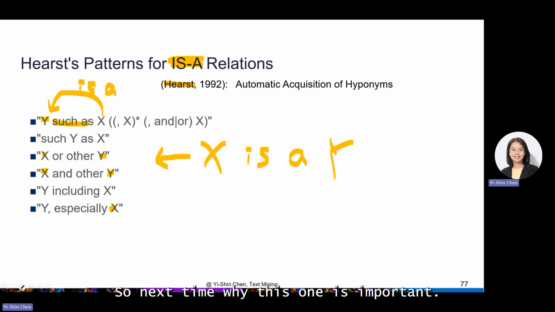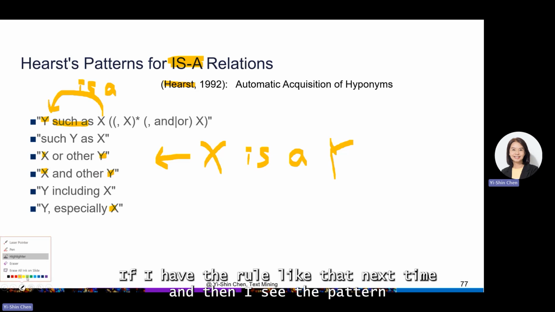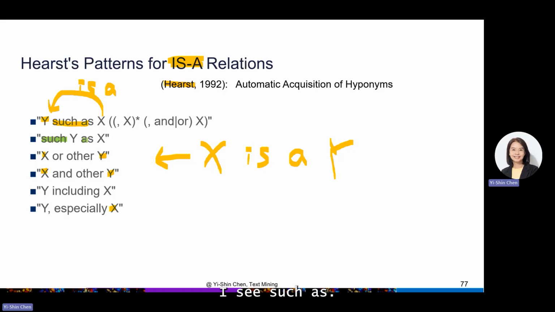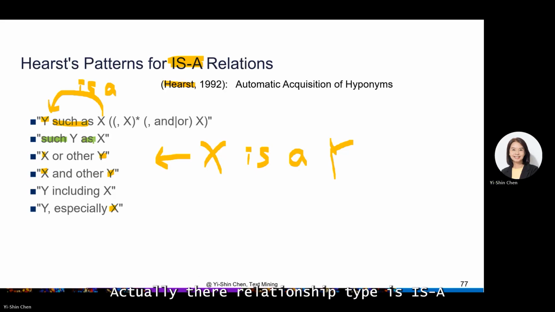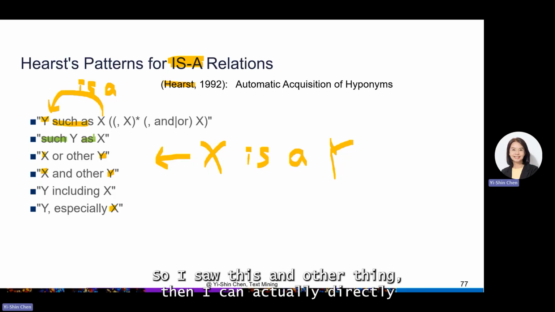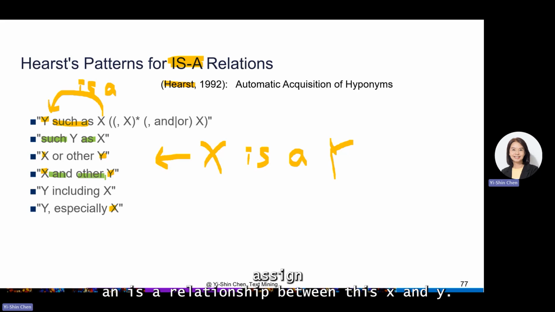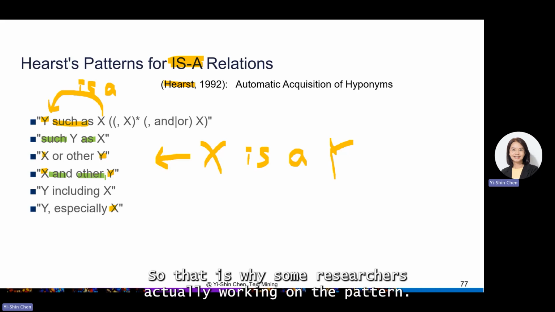Why is this important? If I have a rule like that, next time when I see the pattern "such as", I can directly convert it: the relationship between X and Y is ISA. If I see "X and other Y", then I can directly assign an ISA relationship between this X and Y. Okay, so that is why some researchers work on patterns.